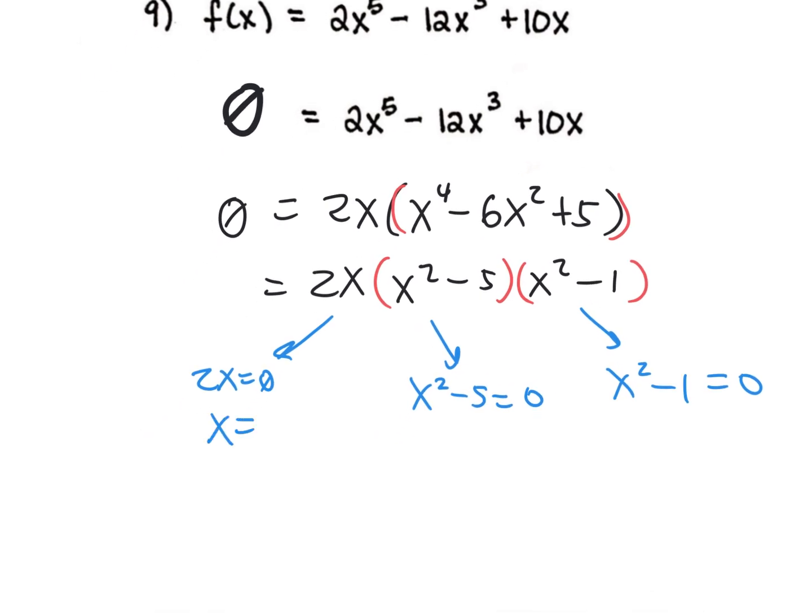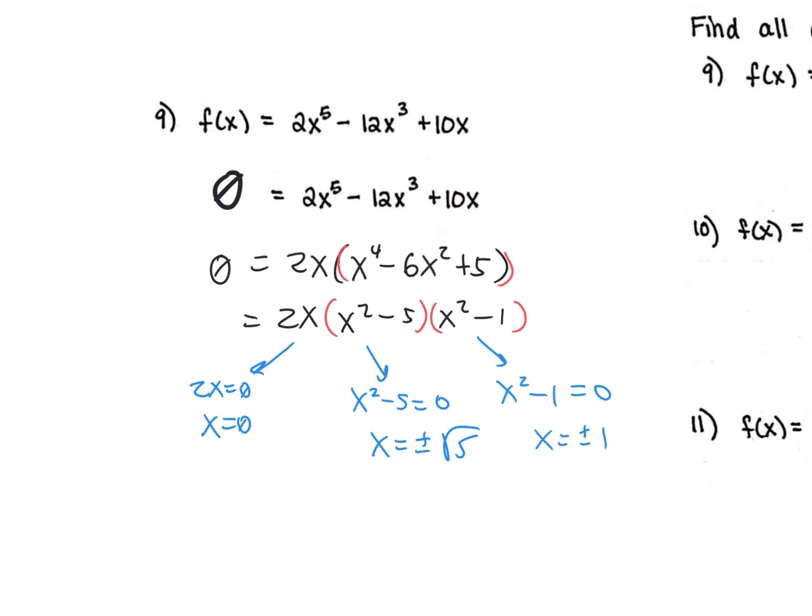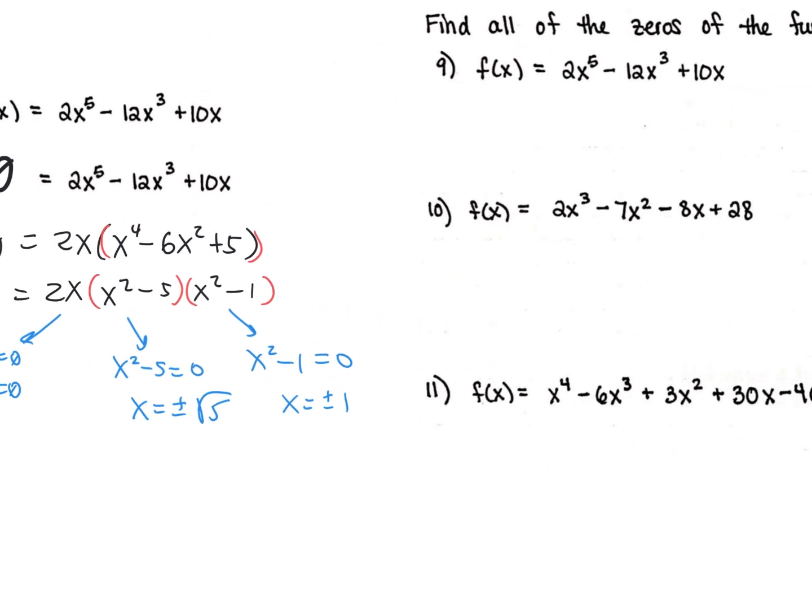So x would be 0 here. X would end up being plus minus radical 5, and x over here would be plus minus radical 1, also known as plus minus 1. Okay, so that is that one.